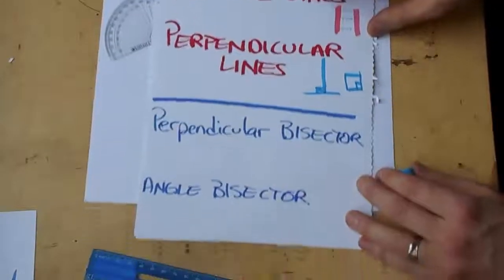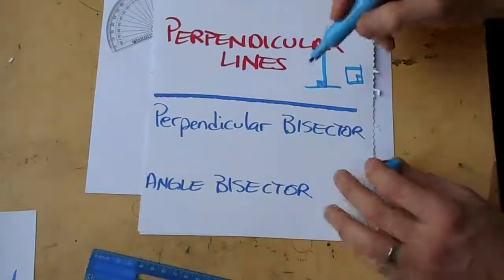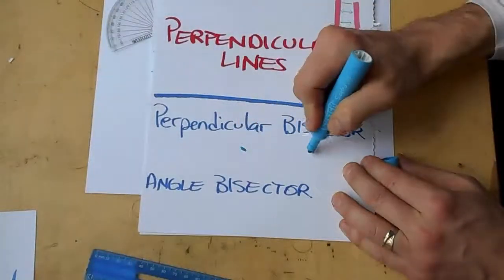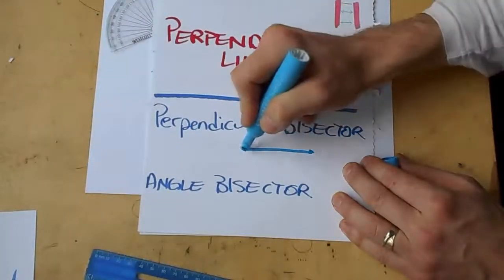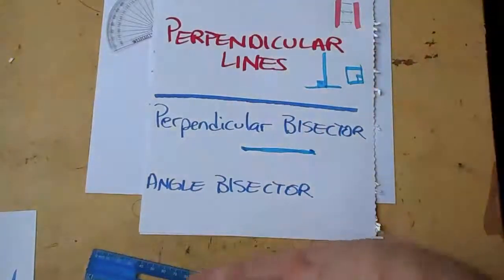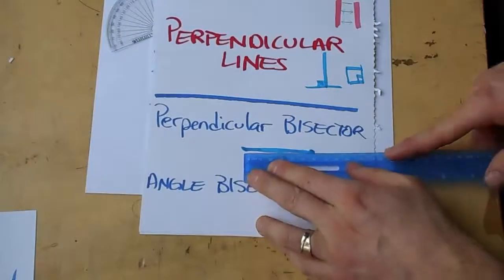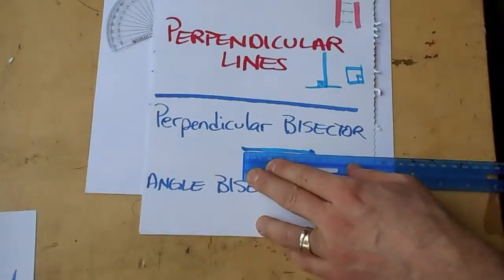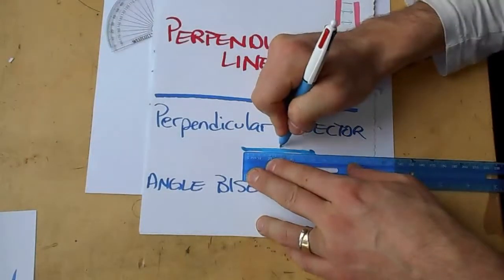Next one, perpendicular bisector. So the perpendicular bisector, if we have a line segment like this, and we find the exact middle of that line, so this one is 6. We're going to put this at 3.